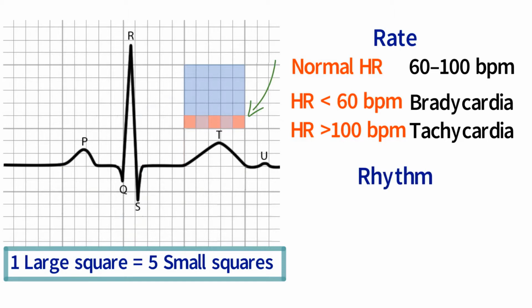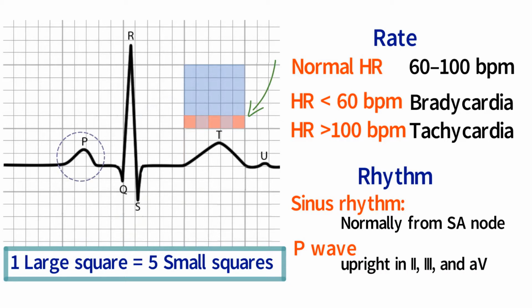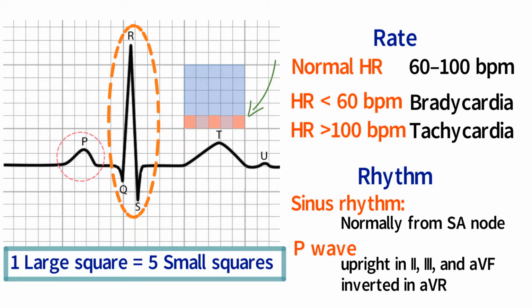The second thing to check is rhythm. The normal rhythm is a sinus rhythm, which originates from the SA node. To say that the ECG has a regular rhythm, there should be an equal distance between the R intervals. With sinus rhythm, the P wave should be upright in leads 2, 3, and aVF, and it should be inverted in the aVR lead. Also, the P wave will precede every QRS complex. So this is the rhythm.